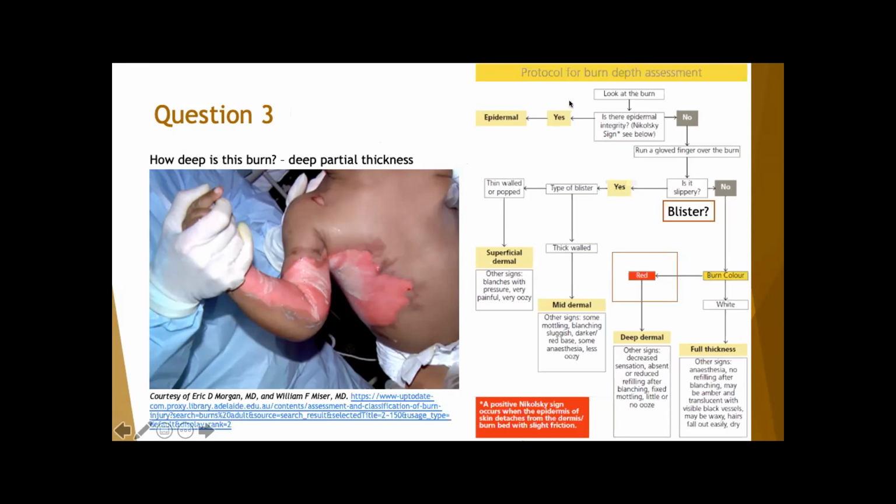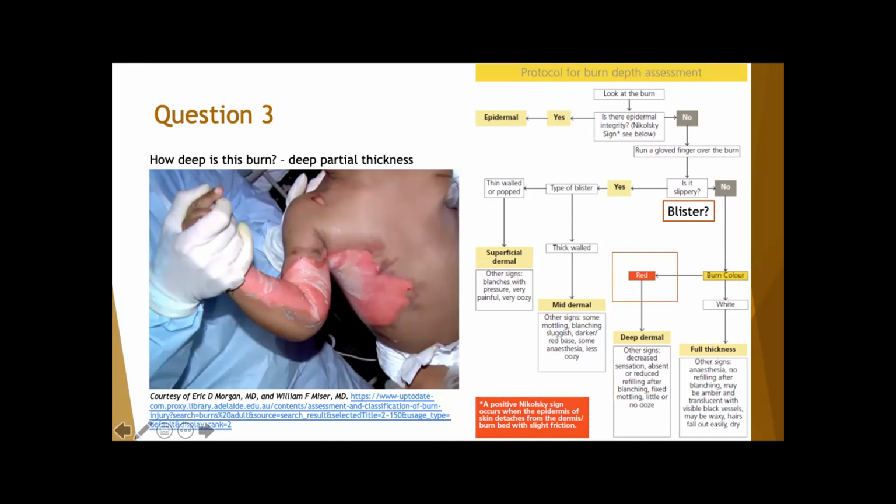So we look at the burn. Is there epithelium? Well, this is epithelium here, and there clearly isn't any here, so no. We then move down. So is it slippery? Well, it's kind of hard to tell. We're not actually there, and the pictures don't really show this. But we can ask ourselves, well, is there a blister? So there is no blister. I agree that this bit is raised, but I wouldn't say that's a blister. And I also agree that on the outskirt, you can see a blister wall.